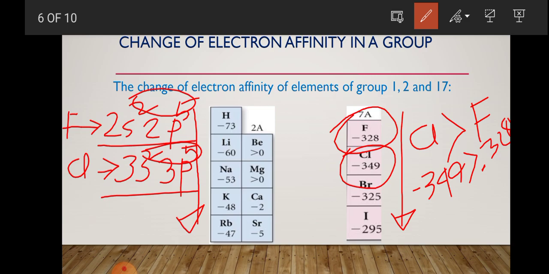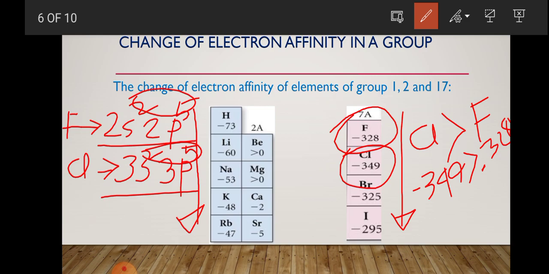Since the size of the second orbit is small, the electron cloud density of the 7 electrons in this orbit is high, and the electrons of the second orbit repel the incoming electron strongly. So the electron affinity of fluorine decreases.